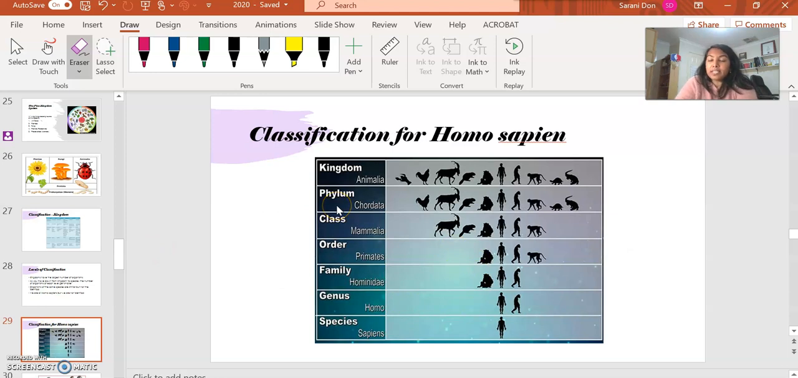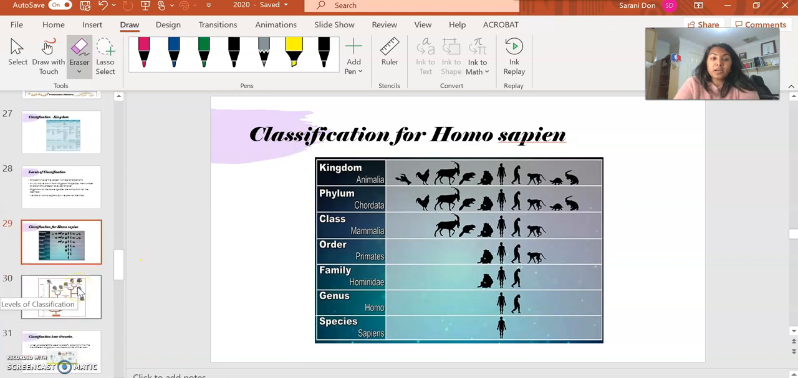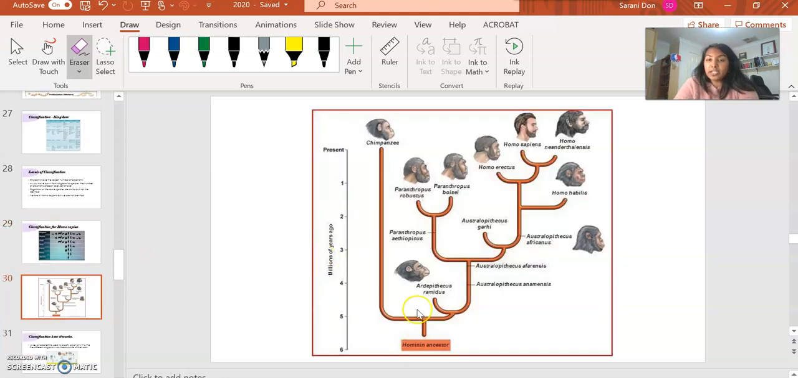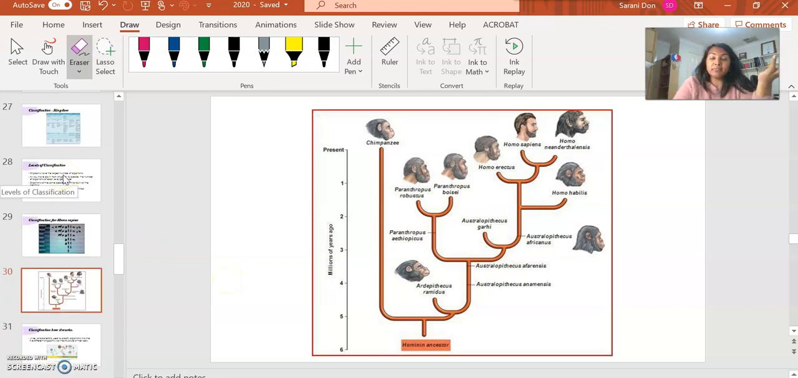So again, this is another example of how it starts with kingdom Animalia, and then we're left with the species. The genus is Homo here, so as you can see, Homo, and then sapiens. So that's why our scientific name is Homo sapiens. This is just another way of representing how we have branched out, where we come from. Like I said, there are many ways you can display a classification.